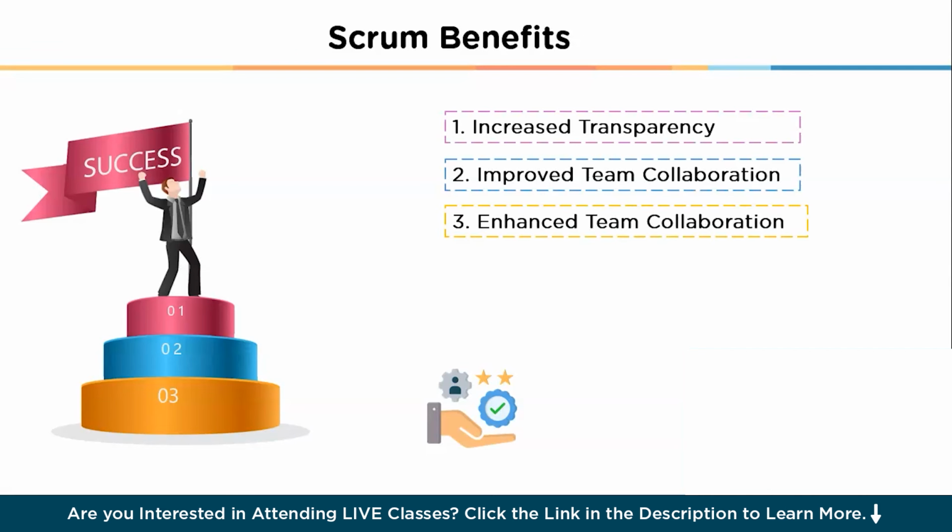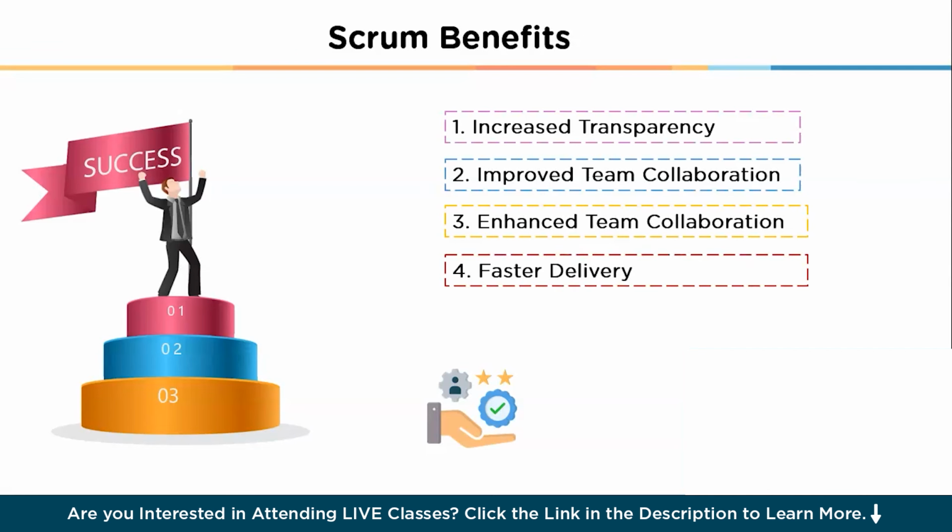The next one we have is enhanced ability to adapt to changes. Scrum's iterative approach allows teams to quickly adapt to changes in requirements, market conditions, or customer feedback. By delivering small functional increments regularly, the team can gather feedback and make necessary adjustments. This flexibility ensures that the product remains aligned with the stakeholders' needs and expectations.